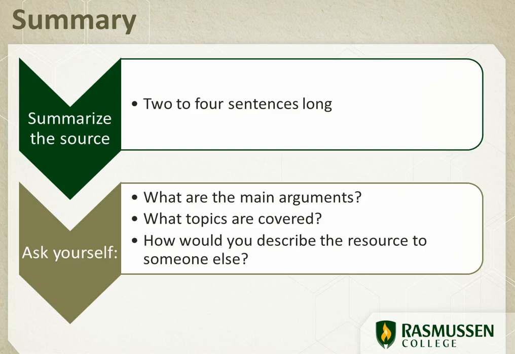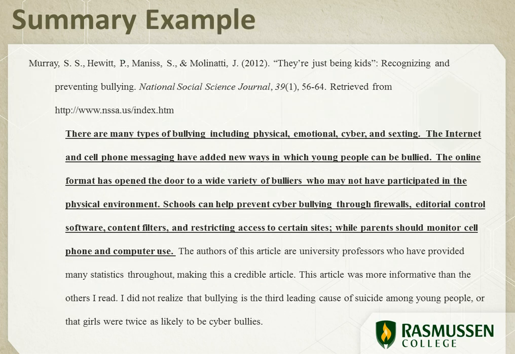The summary portion of your annotation will be 2 to 4 sentences long. Ask yourself, what are the main arguments of the resource that you are discussing? What is the point of the book or article? What topics are covered? If someone were to ask you what the resource was about, how would you describe it? All these questions will help you create your summary. Here is a summary example.